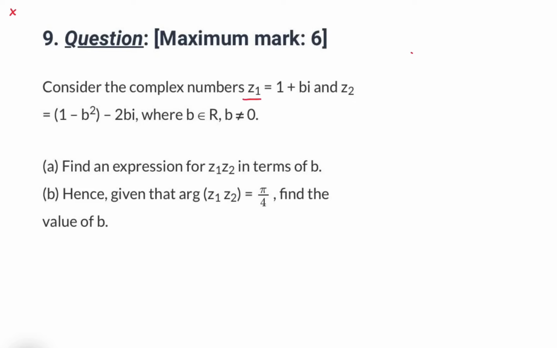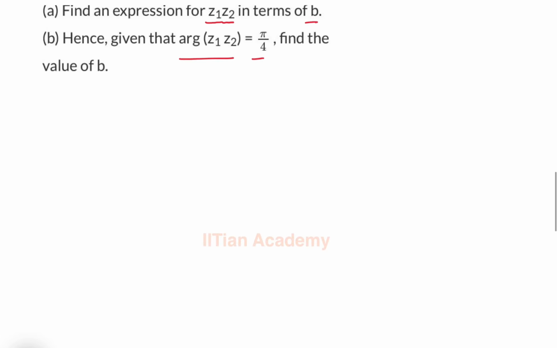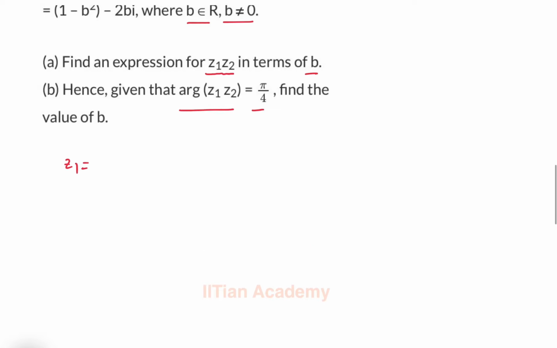Hello friends. So we have a question on complex number. We are given a complex number z1 equals 1 plus bi, where i is root of minus 1, and z2 equals 1 minus b square minus 2bi, where b belongs to real numbers and b is not equal to 0. So we have to find an expression for z1 into z2 in terms of b, and then we have to find the argument of z1 into z2, and we have been given that it is pi by 4, we have to find the value of b.